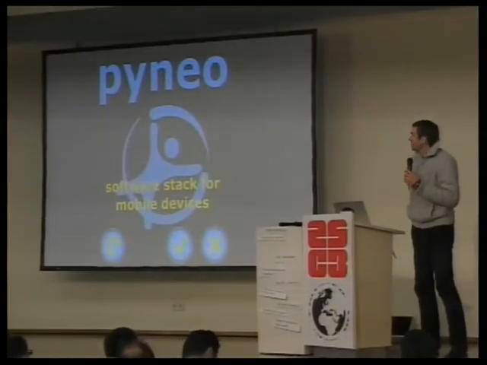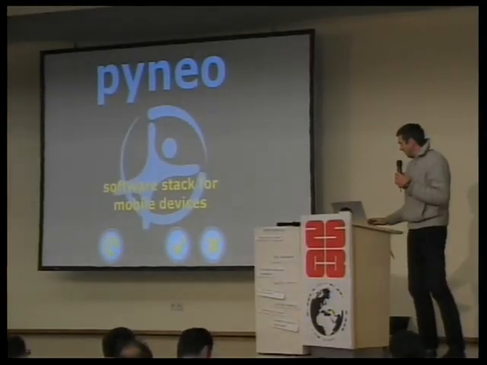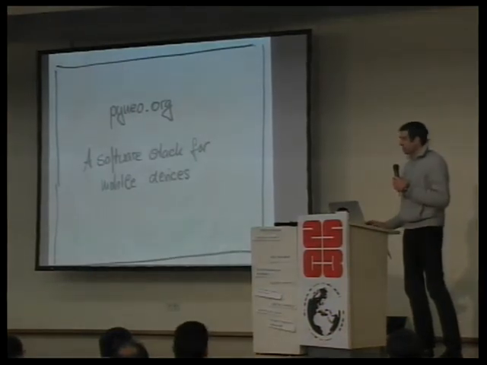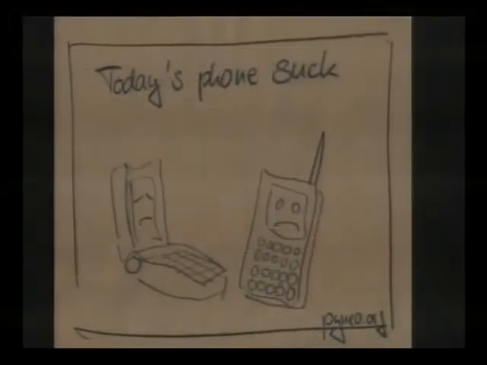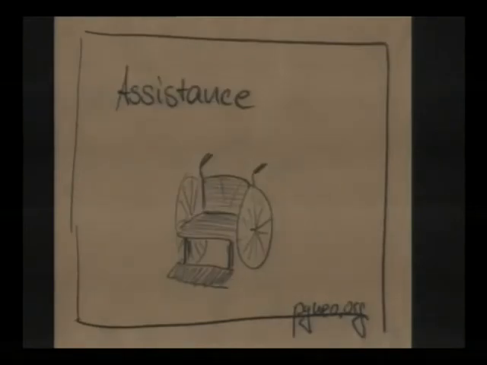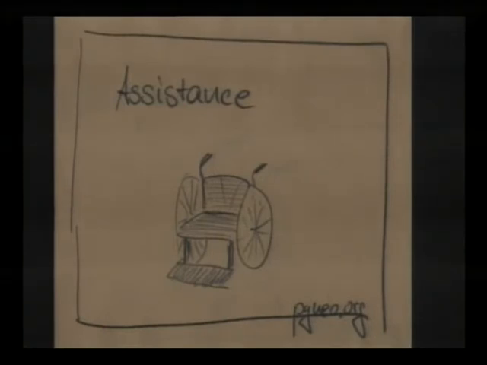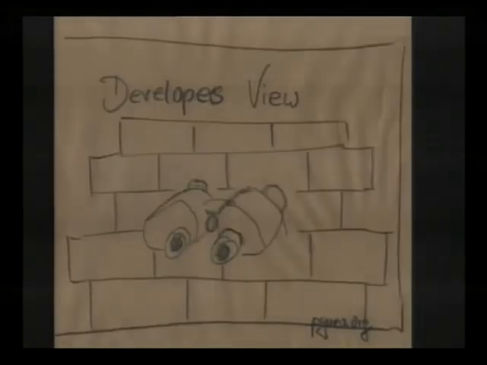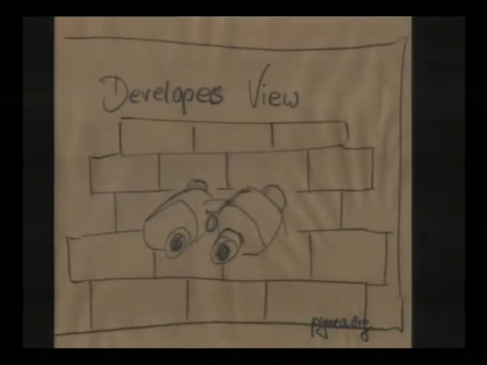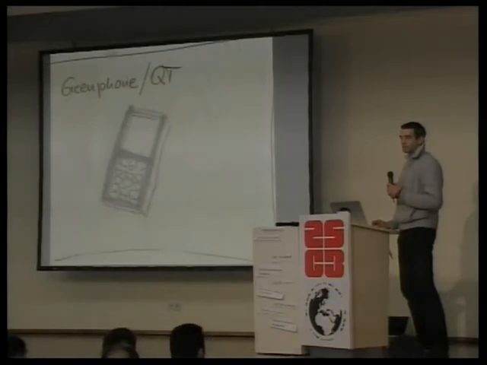Hi, I'm Michael Dietrich. I'm working on Pineo. It's a software stack for a mobile device. When I started using my phone, I often missed several functions, like supporting me in my life. Assistance, like in the term PDA, wasn't there. I need something for reminding me to buy something, to check my bank account, whatever. If you start as a developer to implement something, you are completely in a sandbox. You can do Symbian development, which is a jail. You can try to do Java, which is even worse.